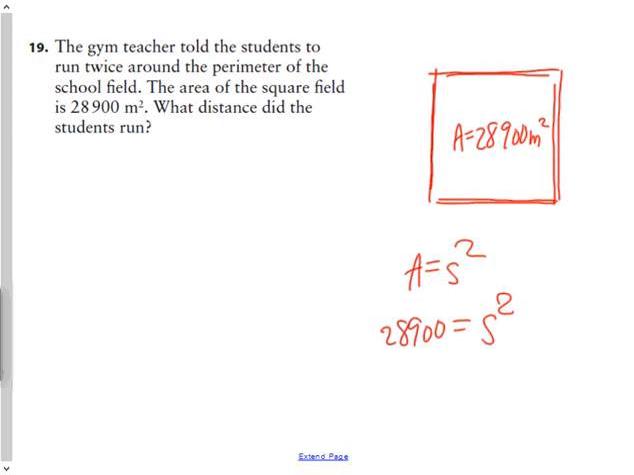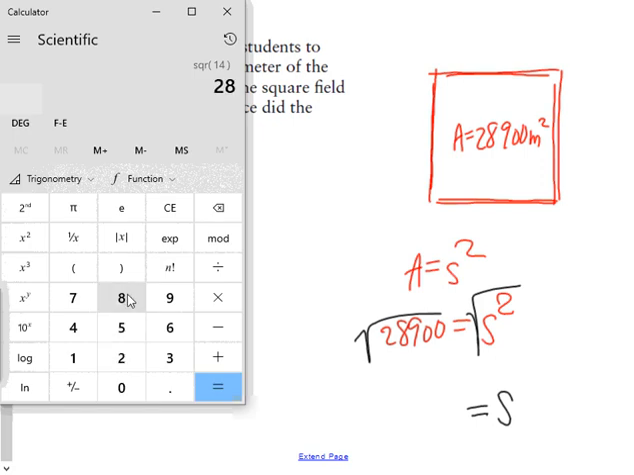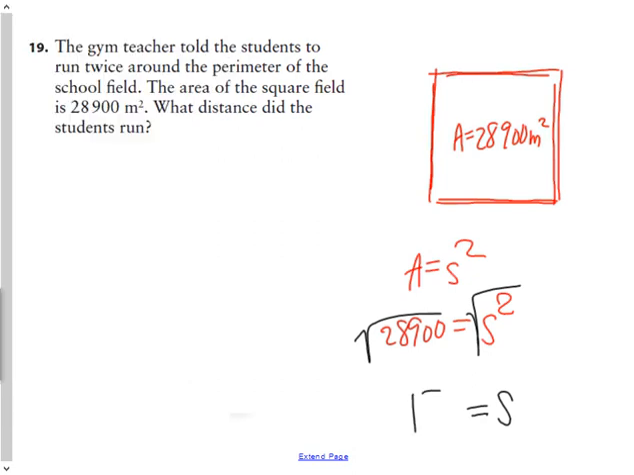In order to solve this, once I substitute it, I'm going to square root both sides to isolate the variable, because side squared square rooted is s. And the square root of 28,900, I obviously don't have any idea unless I use a calculator. So put that in, use your square root button, and it tells you it's 170. So therefore, 170 multiplied by 170 gave you the 28,900. So that's the side length.